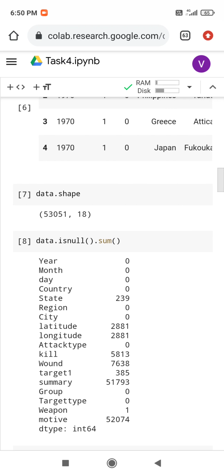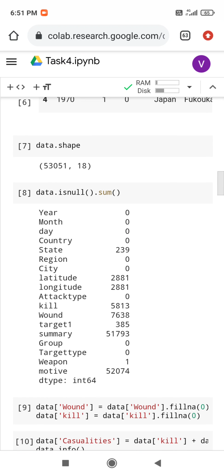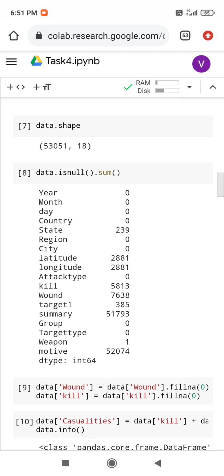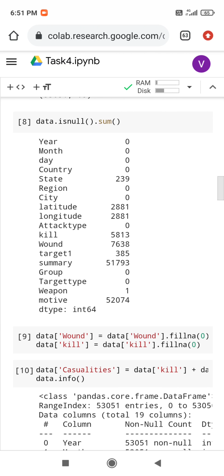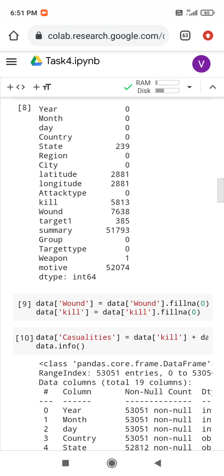So next, the size of the data is 53,051 into 18. Next, we need to check whether the data has any null values or not. So based on that we get this report.